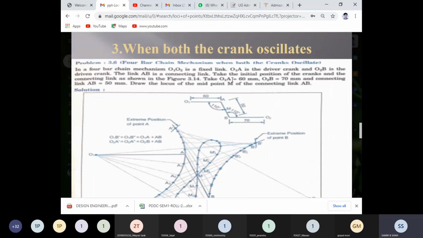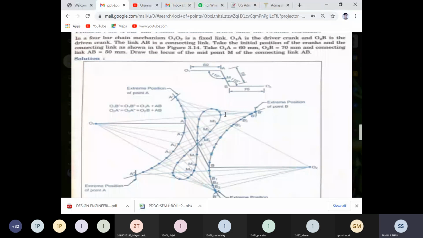Take O1A 60 mm, O2B 70 mm, and connecting link AB 50 mm, where the angle is given to us. So we have to draw as per the given angle. What we have to do, or how we have to proceed.